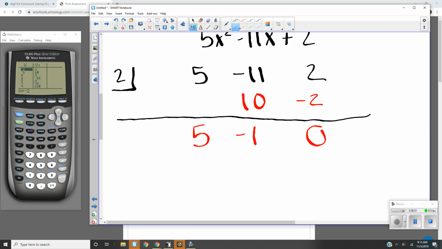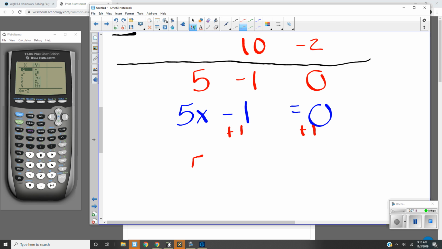Why this makes it a lot easier is because now our answer is 5x. We've taken it down one more degree from a quadratic to a linear. And now we've got a linear equation, which is super simple to solve. Add 1 to both sides and divide both sides by 5. So we're going to get 1/5, or you can write that as a decimal, 0.2.